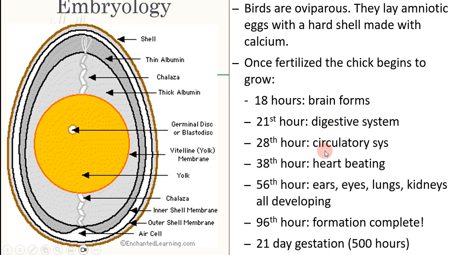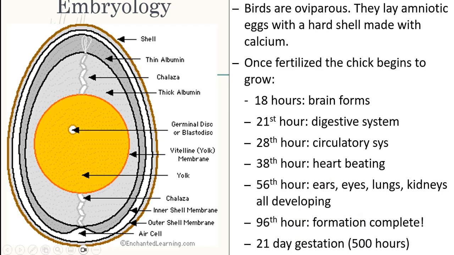Digestive, circulatory. Look, we're just in hours here, y'all. The heart is beating at 38 hours, 56 hours. The specifics of the brain system are forming here. Formation complete, 21 days, 500 hours.